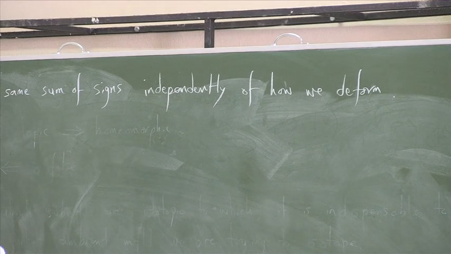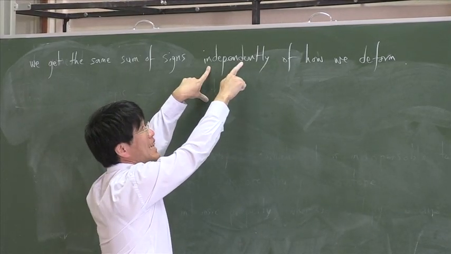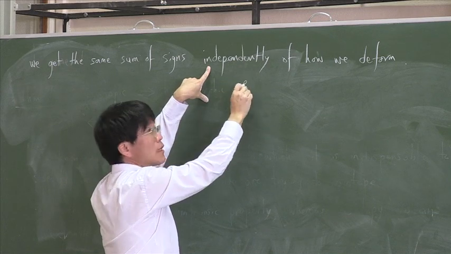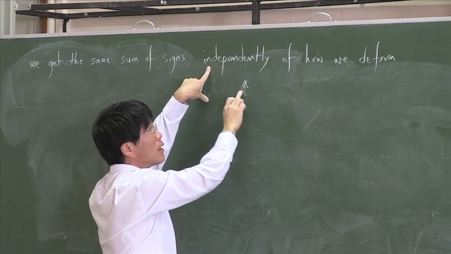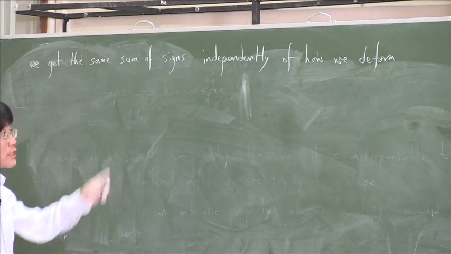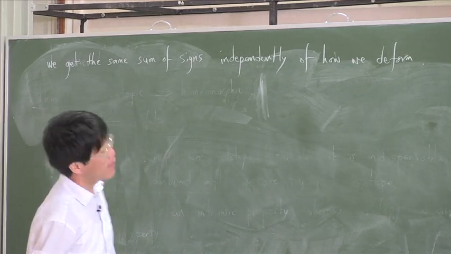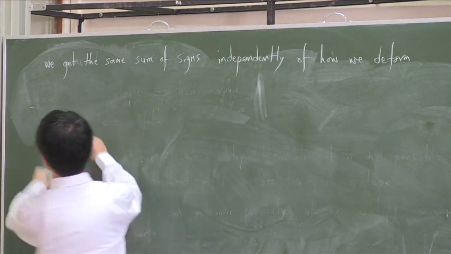French speakers among you, please be careful. Independent in English is spelled with an E. In French, it's indépendant, with an A. But in English, it's E here. You don't say independently. How we deform.